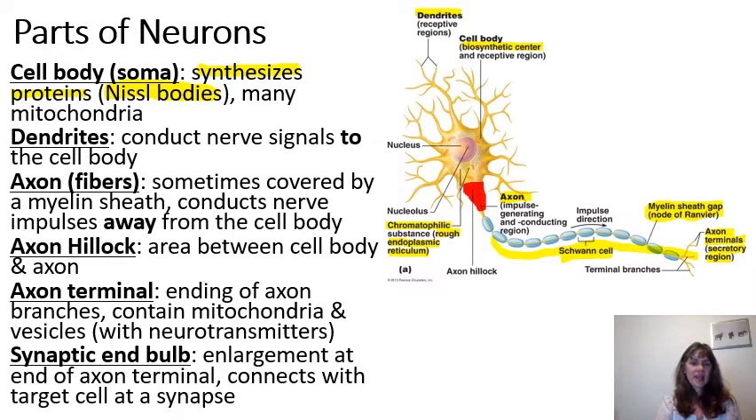Truly, the axon terminals and the synaptic end bulbs are basically the same thing. They both have a lot of mitochondria and vesicles containing neurotransmitters. Sometimes the vesicles containing neurotransmitters are referred to as synaptic vesicles. Again, axon terminals and synaptic end bulbs are used very often interchangeably.